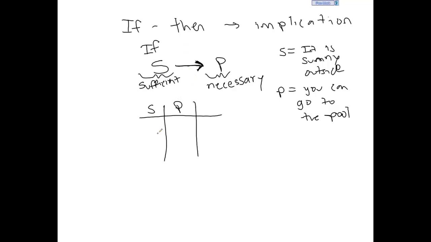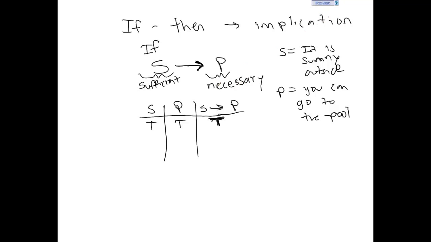Well, let's suppose that it is sunny outside and you get to go to the pool. So these are both true statements. Well, what does that say about the implication? Well, that means that the implication is true, because essentially if you think about it from the standpoint of the truthfulness of your parent's statement, they said that if it's sunny outside, which did happen, then you can go to the pool, which did happen. Since the sufficient led to the necessary, your parents were telling the truth, so that implication is true.